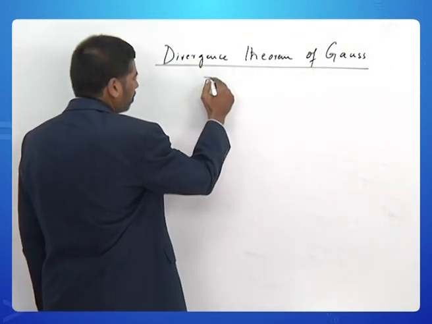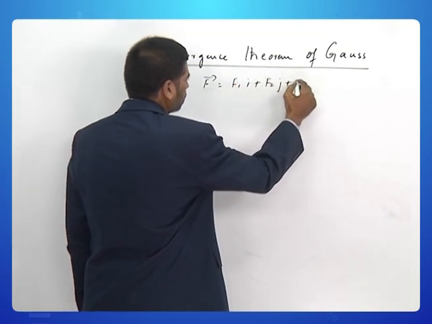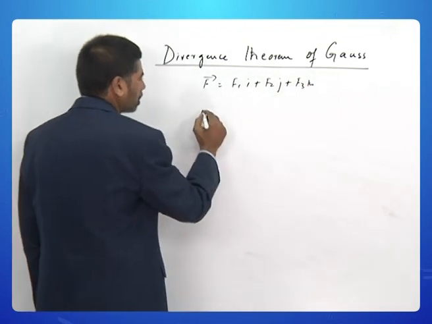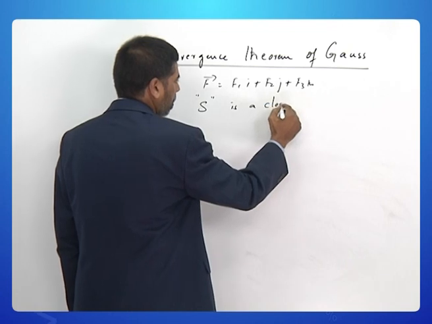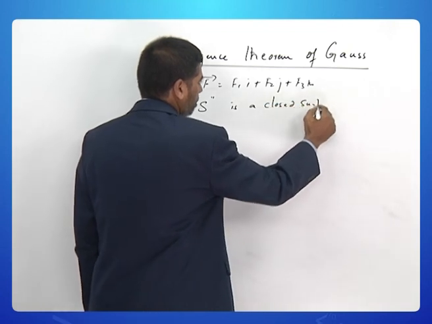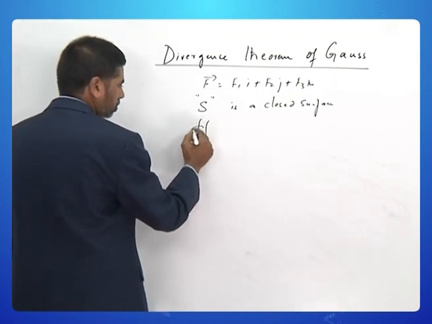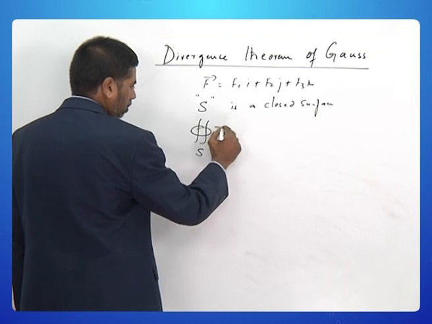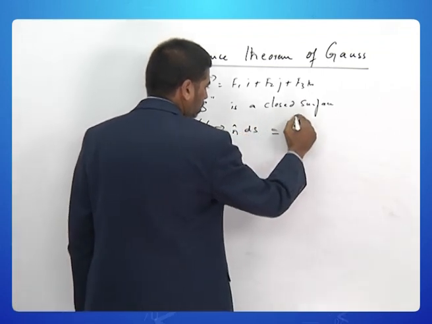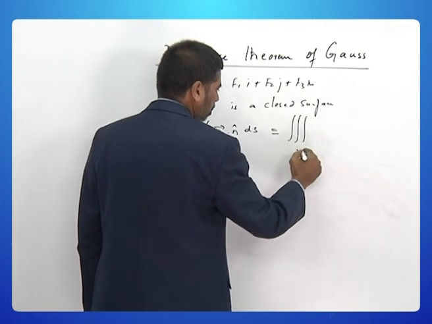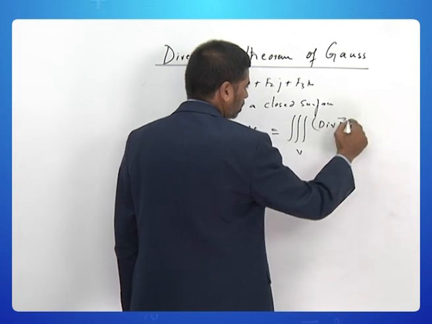Suppose we have a field F = F1 i + F2 j + F3 k, and suppose S is a closed surface, then the closed surface integration of F dot n cap dS is identically equal to the volume integral of the divergence of F.